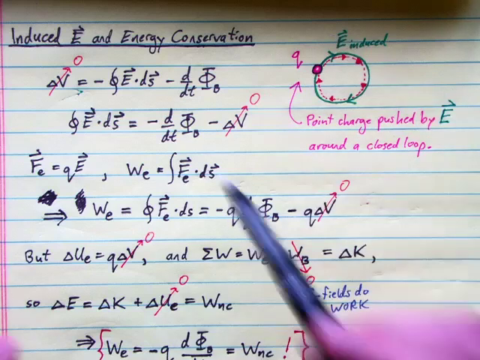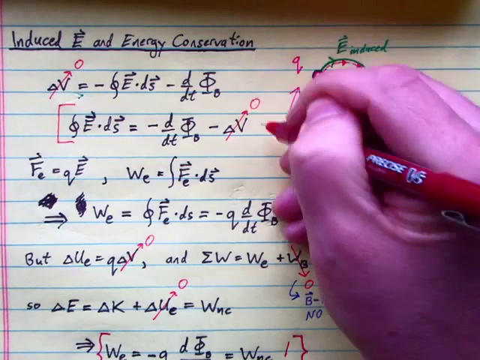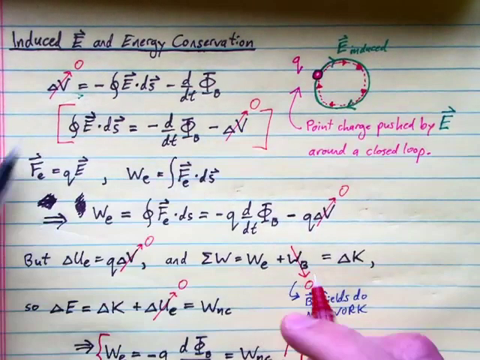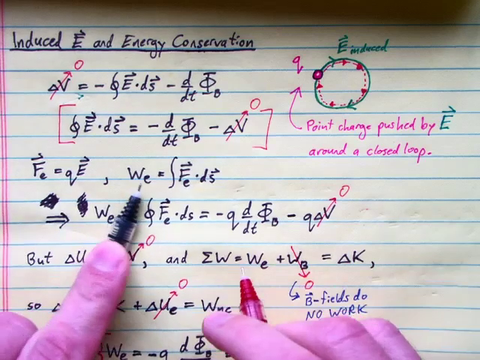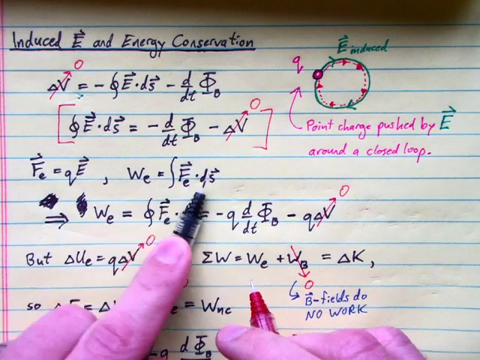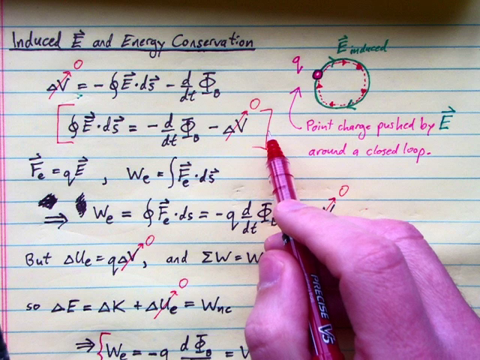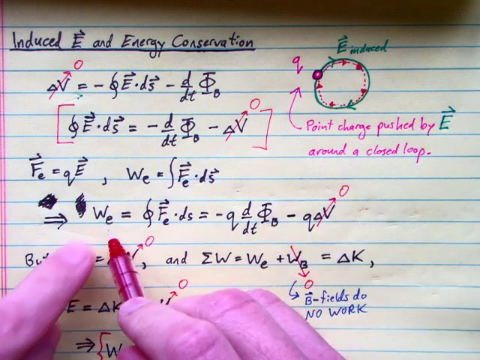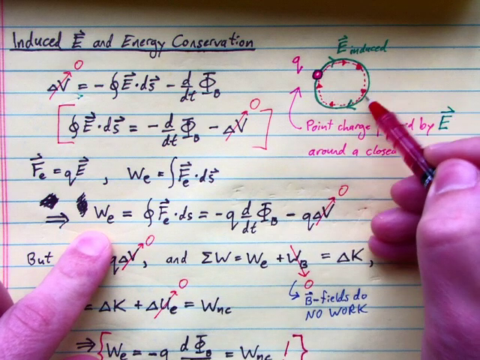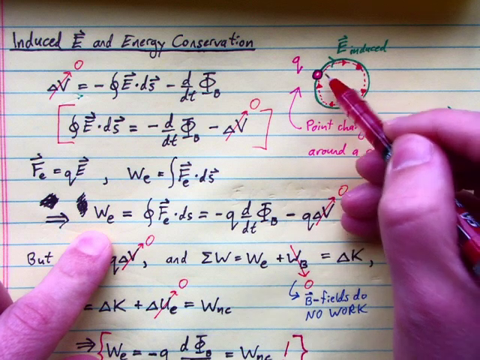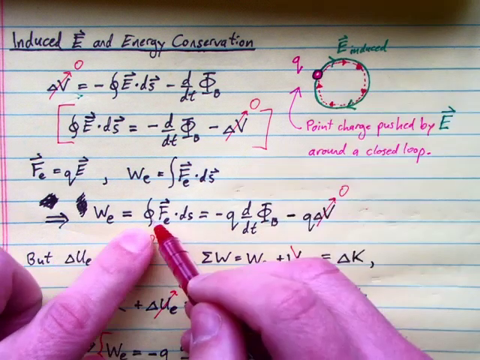Let's investigate. So, okay, here's our statement of Faraday's law here. I would like to note that we can write the electric force on our point charge with this formula, and the work done by that electric force with this formula. So if I multiply this whole thing through by the charge little q, then I have the work done by the electric force in one complete orbit around this path. So we're doing a closed path integral around this path.